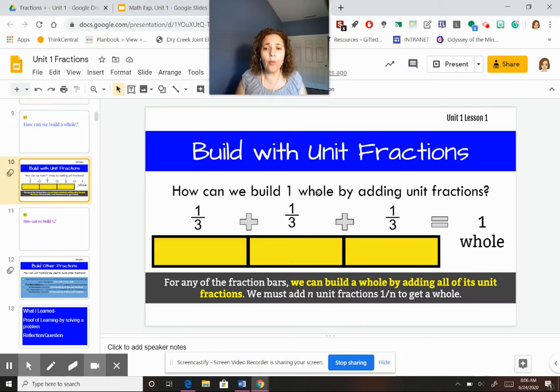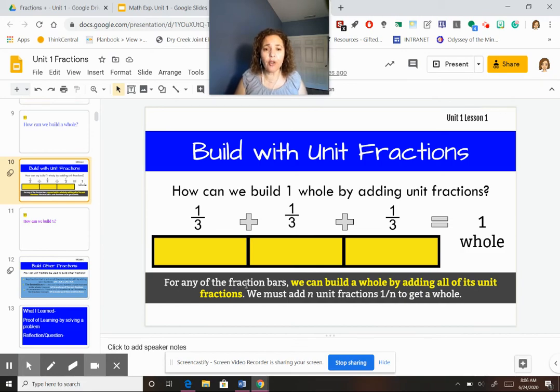For example, we can build a whole by adding up the unit fractions. So if I took a whole and divided it into 3 equal parts, this is a third, this is a third, this is a third. So I can divide this up into thirds and add them up together. A third plus a third plus a third makes one whole.